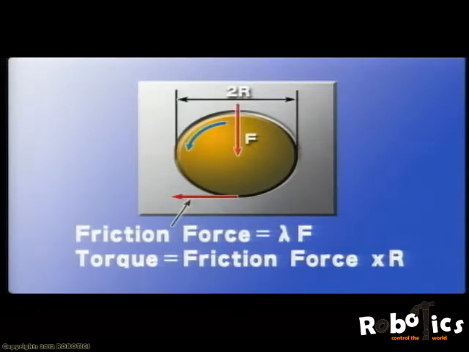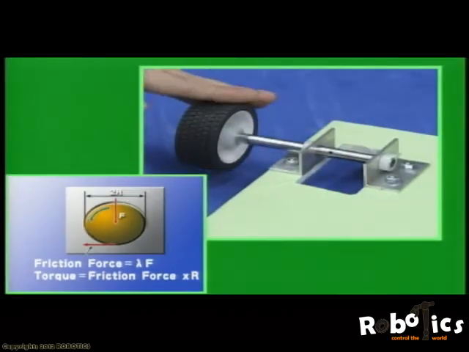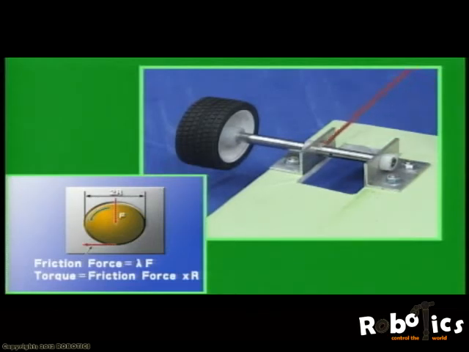But how do we reduce friction force? We can either reduce the friction coefficient or the amount of force applied to the shaft. We can cut the friction coefficient using oil or grease. But how do we reduce the amount of force applied to the shaft?